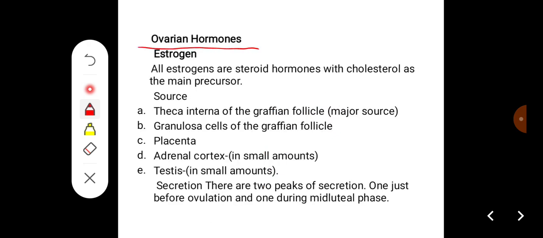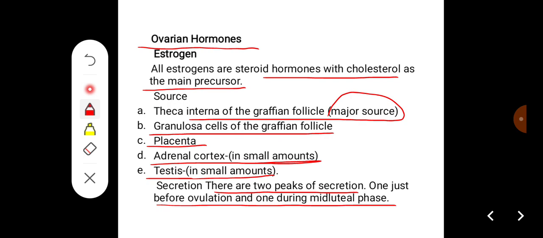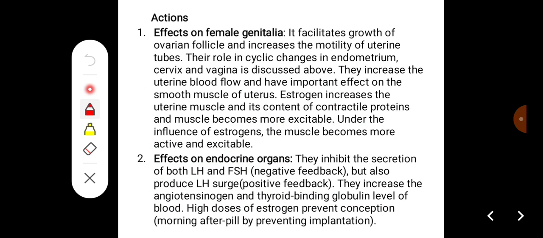Ovarian hormones. Estrogen. All estrogens are steroid hormones with cholesterol as their main precursor. The sources of estrogen are the theca interna of the Graafian follicle, which is a major source, and granulosa cells of the Graafian follicles, placenta, adrenal cortex in small amounts, and testis in small amounts. Secretion. There are two peaks of secretion, one just before ovulation and one during mid-luteal phase.